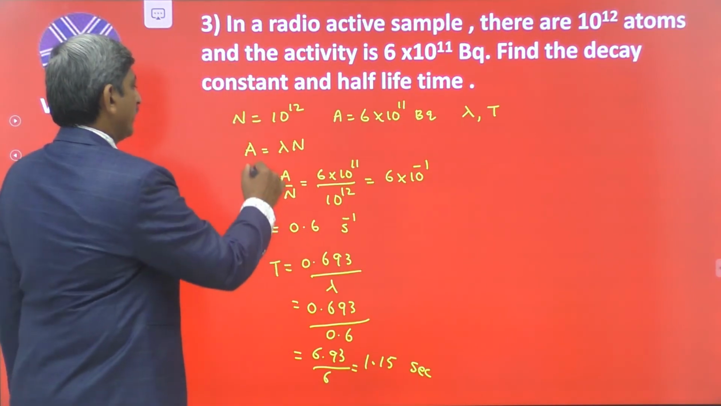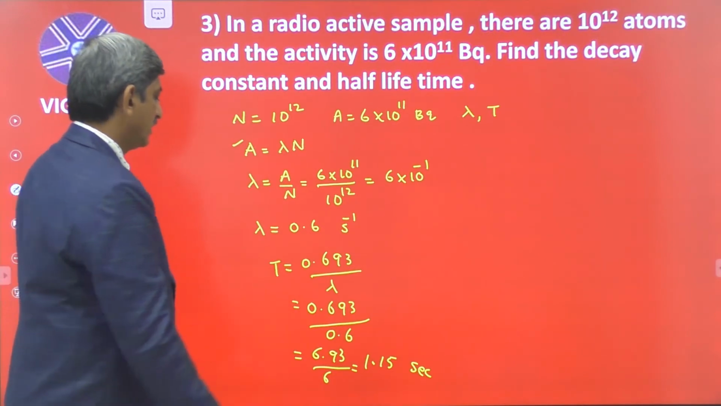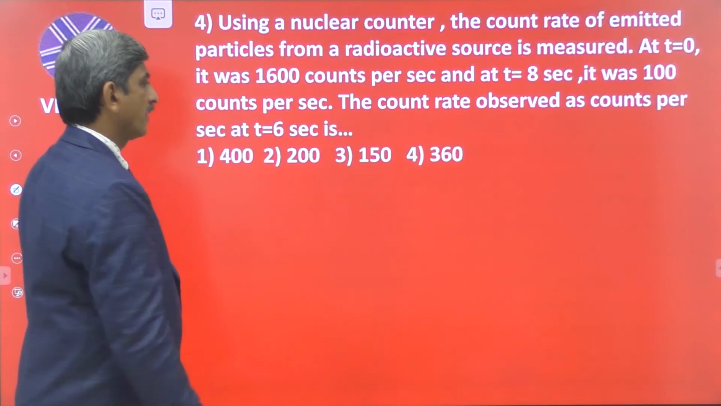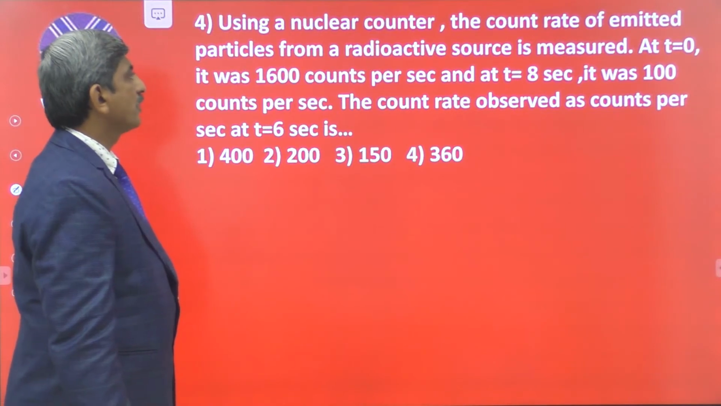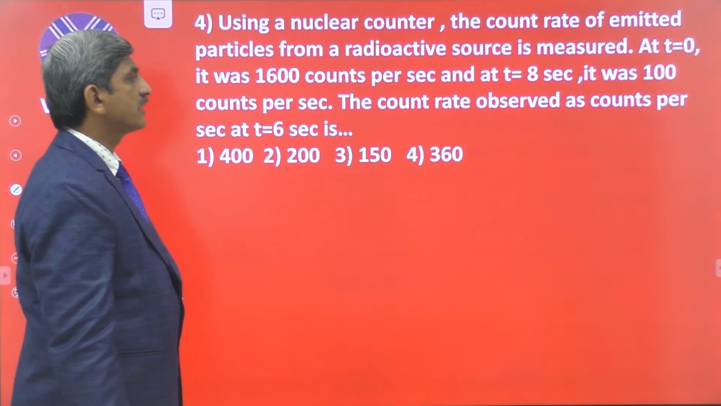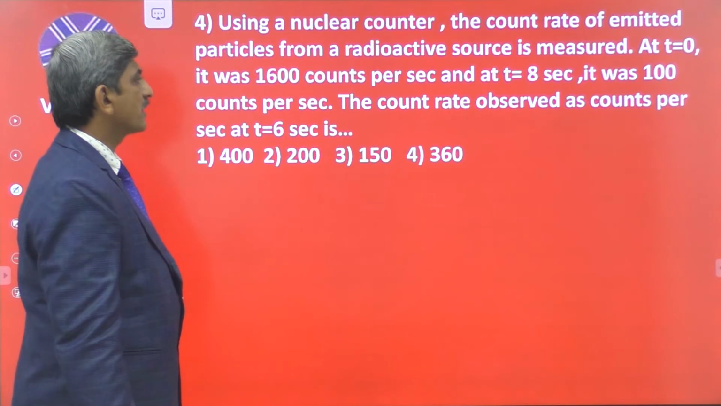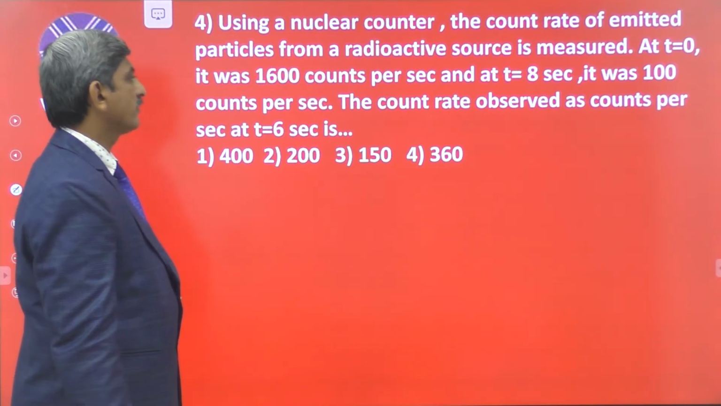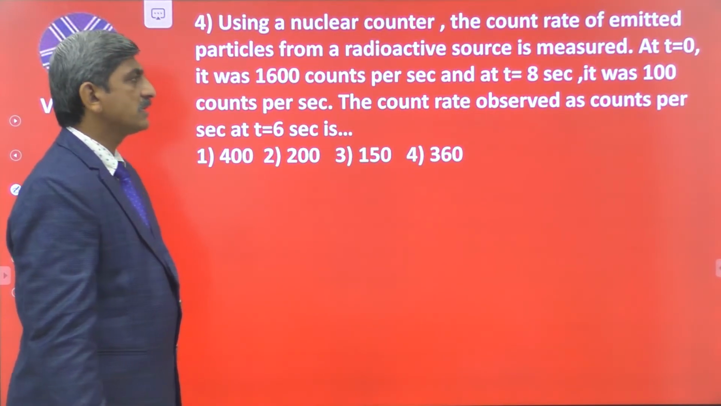So by using the formula of activity, first we find the decay constant, then we find the half-life time values. Next, come to another problem. Using a nuclear counter, the count rate of emitted particles from a radioactive source is measured. At t is equal to 0, it was 1600 counts per second, and at t is equal to 8 seconds, it was 100 counts per second. The count rate observed, in counts per second, at t is equal to 6 seconds is dash.